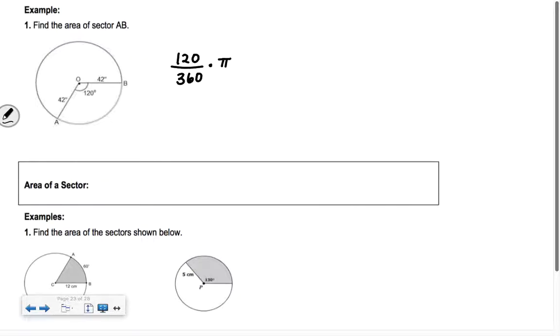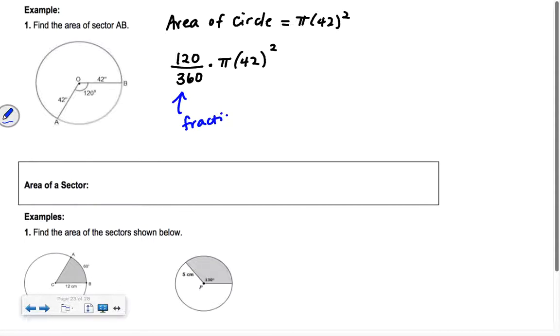And I multiply by pi times 42 squared. So that's the area of my circle. If you want to write area of circle first, sometimes that helps. The area of the circle is pi times 42 squared. And then this other number, 120 over 360, is the fraction that you have.